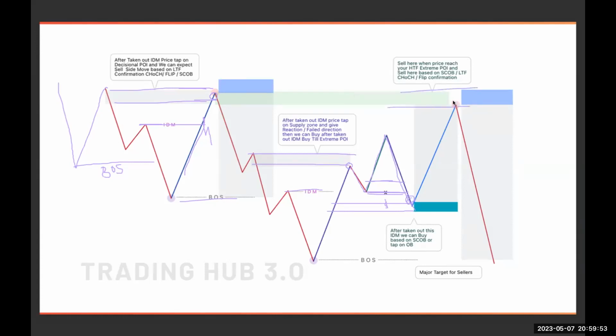Price taps here. Simply switch to the lower time frame for confirmation and you can buy or sell: chalk, flip, and single candle order block are also entries. The first low broken is a break even and maybe partial, and the next final target is here. That's it.